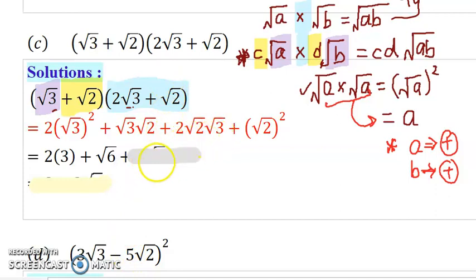2 times square root of 2 times square root of 3, so the square roots multiplied with each other give me square root of 6. 2 square root of 6 is over. The overall result, square root of 2 squared is 2.